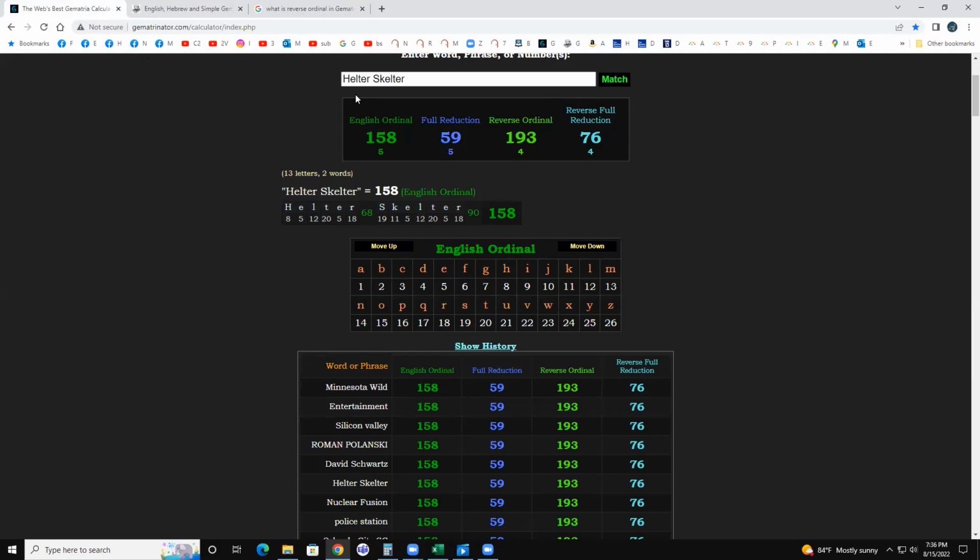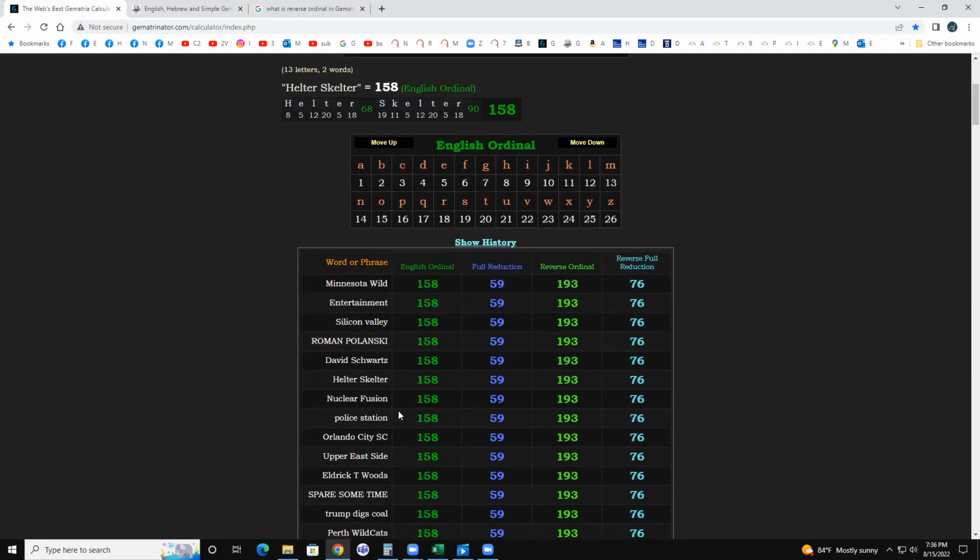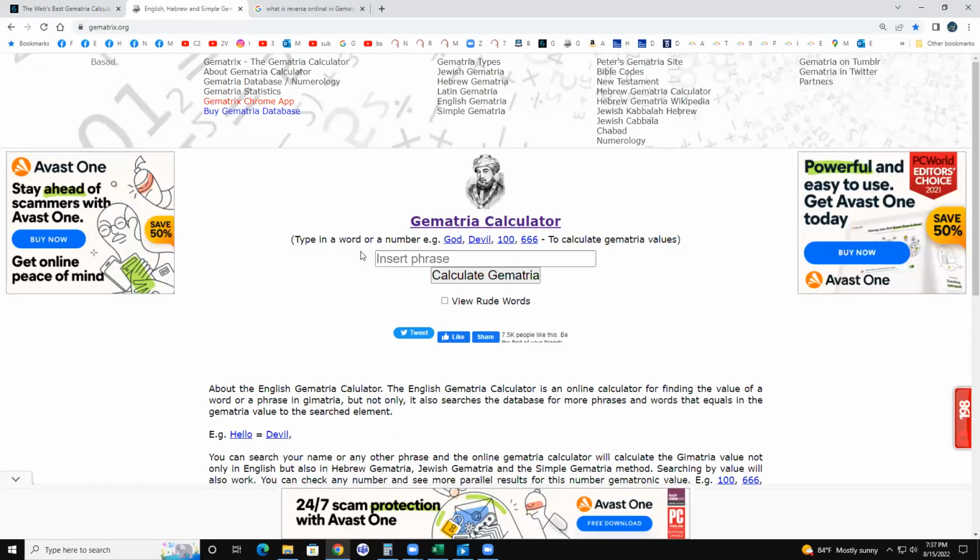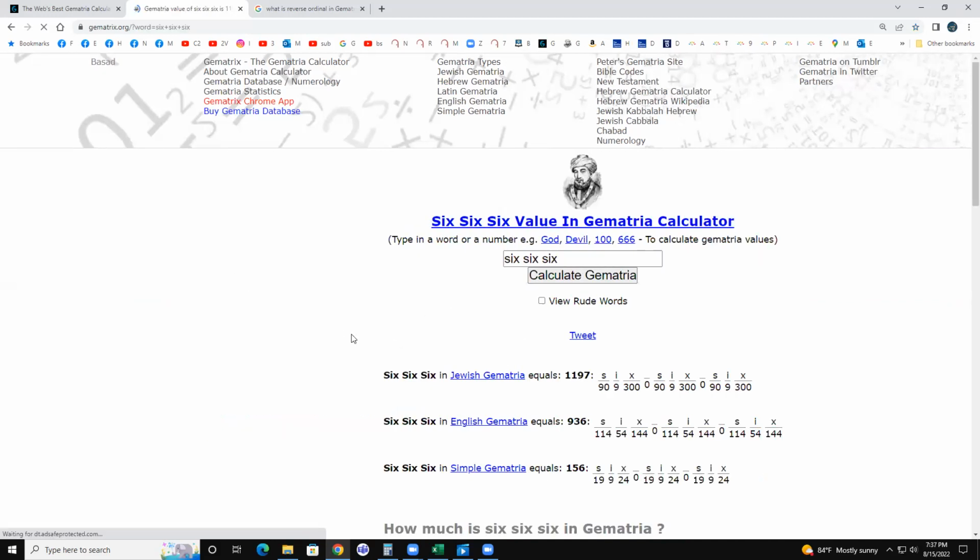Well, Helter Skelter comes to Roman Polanski in all 4 ciphers. All 4 different ways to convert letters to numbers. One of the 4 most popular ways to do it. The only one that's right there with these is Jewish gematria, which is when you key in SIX, you get Donald John Trump. Literally. Number of a man.